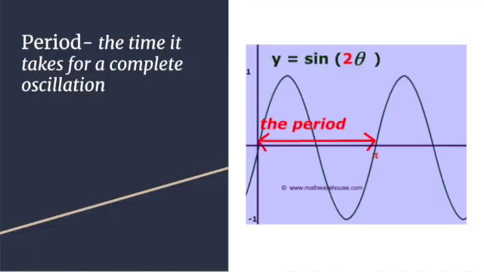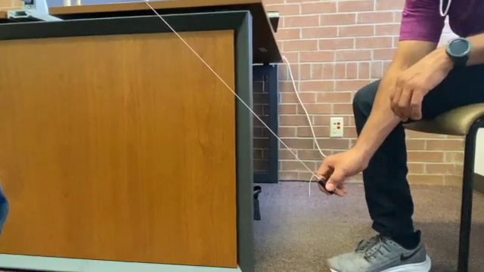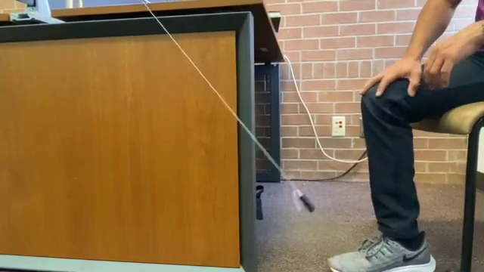But what is a period? A period is the time it takes to complete one full oscillation. This graph shows you what we'll be looking for in our own data later on. Here is an example of one of our setups.